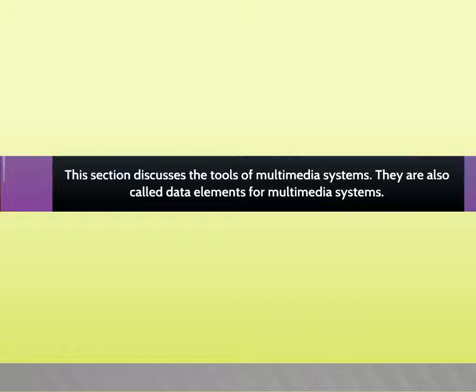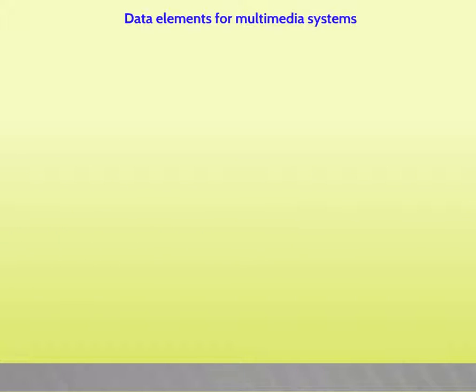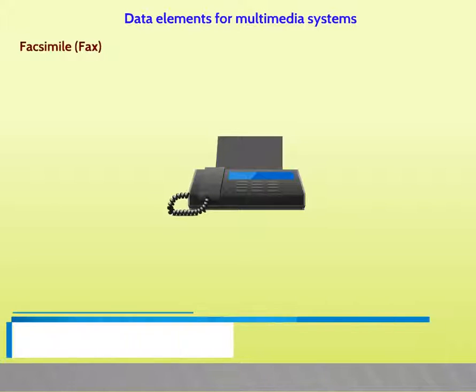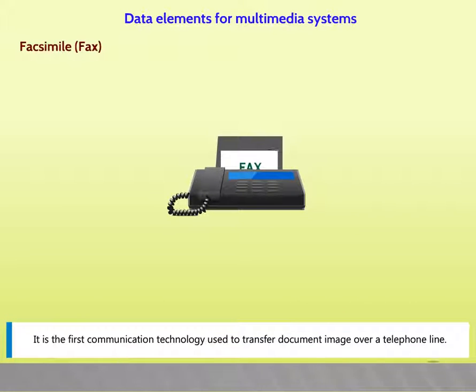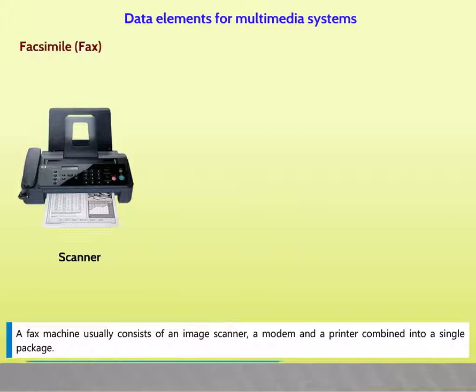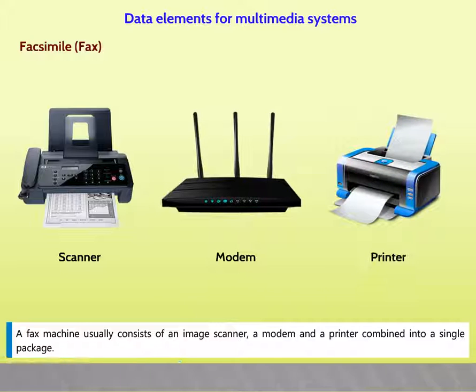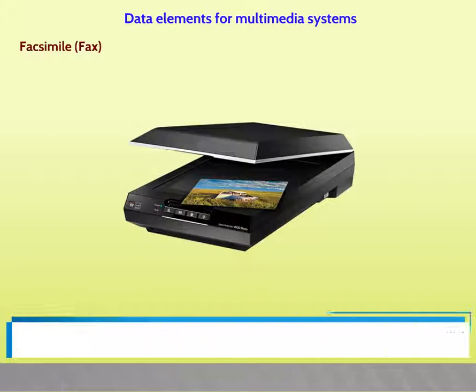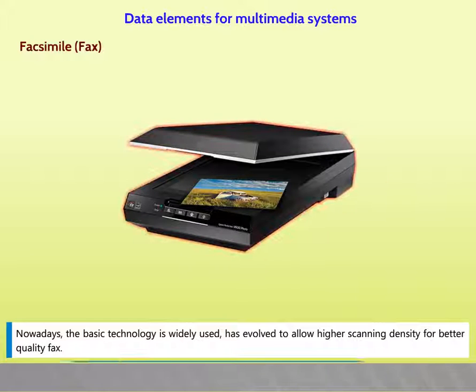This section discusses the tools of multimedia systems. They are also called data elements for multimedia systems. Facsimile, that is fax. It is the first communication technology used to transfer document images over a telephone line. A fax machine usually consists of an image scanner, a modem, and a printer combined into a single package. Nowadays, the basic technology is widely used and has evolved to allow higher scanning density for better quality fax.